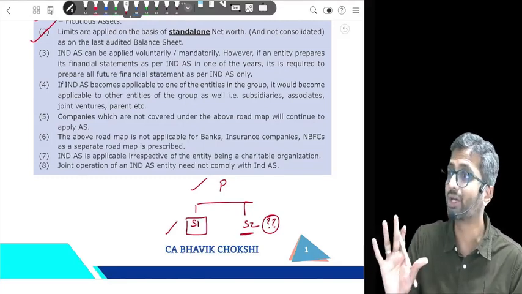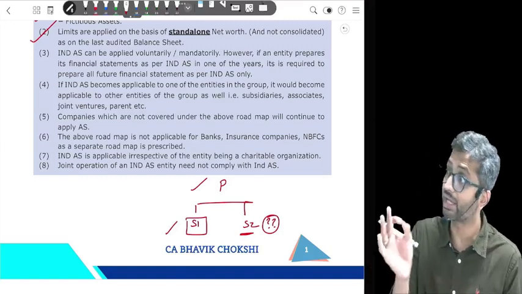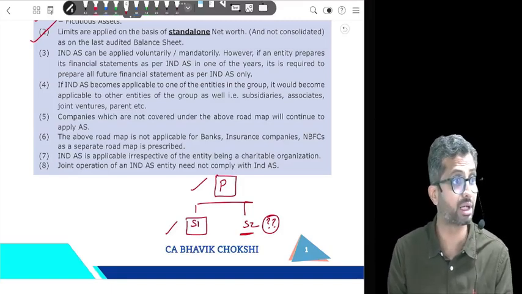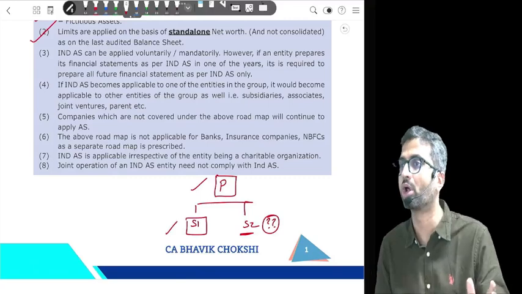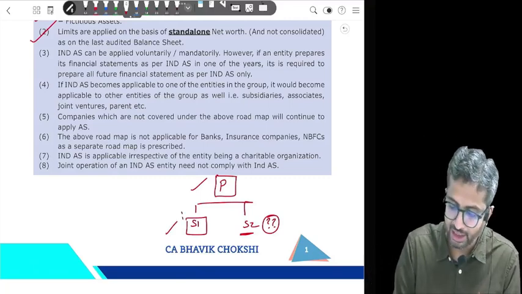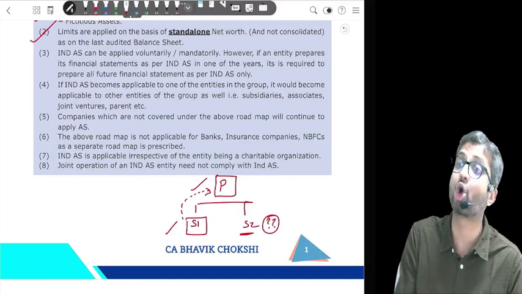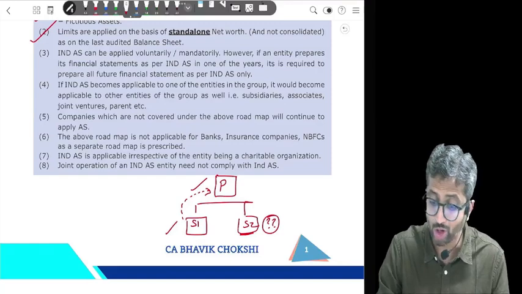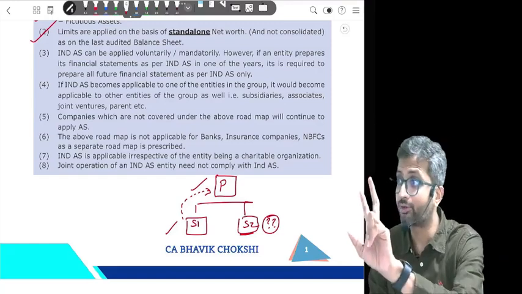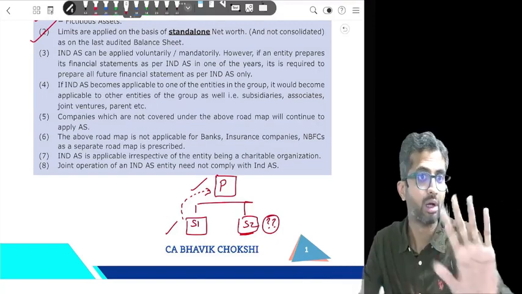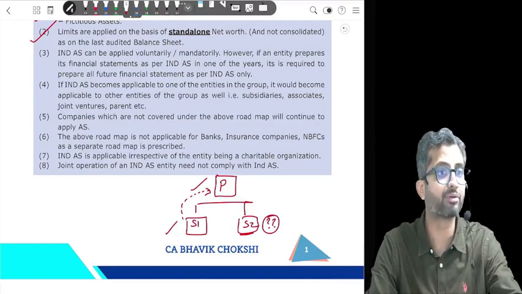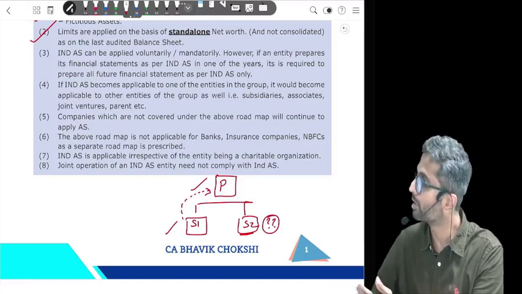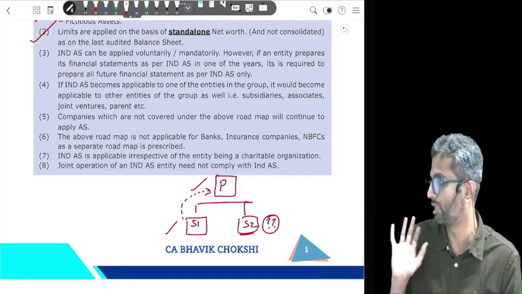But the law gives you an exception over here. If the parent has direct applicability, like if the parent had a net worth of greater than 250 crores, or if the parent was listed, then S2 has no choice. You have to follow Ind AS. But if the parent has indirect applicability, that is, the parent is following Ind AS because one of its subsidiaries followed Ind AS, then for a fellow subsidiary it is not mandatory. So two things you have to remember. One is that a joint operation will not follow Ind AS. A classic example of a joint operation is an unincorporated partnership firm. Whenever it is an unincorporated partnership firm, it's a joint operation, for simplicity at this stage.